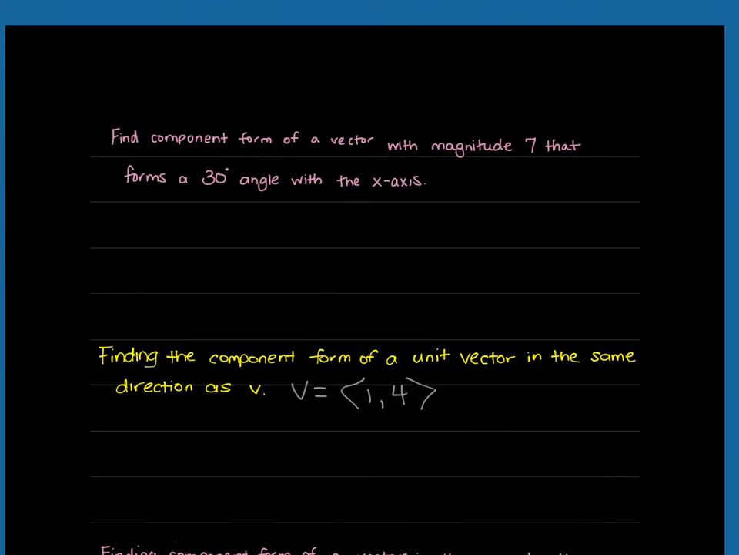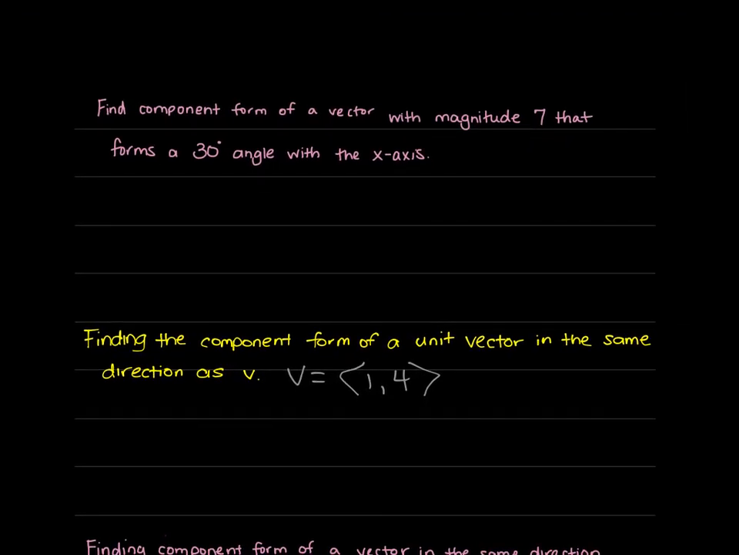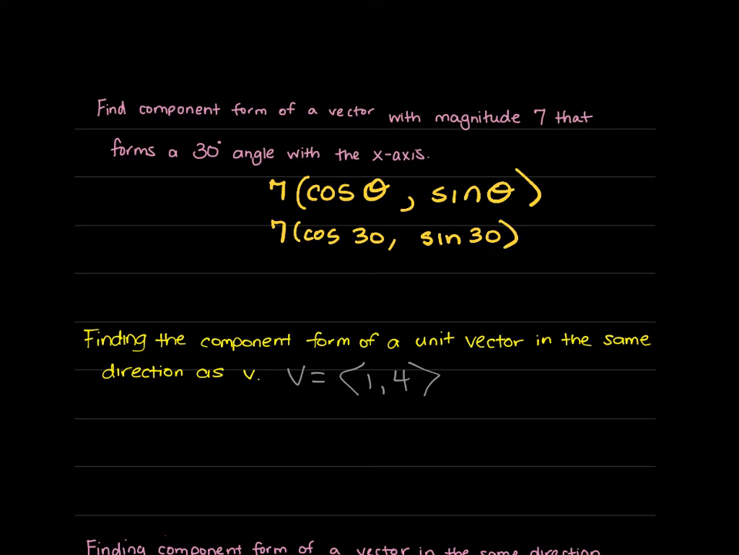Okay, component form of a vector with a magnitude of 7 that forms a 30-degree angle with the axis. So if I want to find the component form, then I would do the magnitude, right? So in this case, it would be 7 times the cosine of the angle, comma, the sine of the angle. So this is what I was talking about before when I said if it's in component form, it's got a comma. If it's in IJ format, then you would leave IJ, right? So this would be 7 times the cosine of 30, and then the sine of 30.